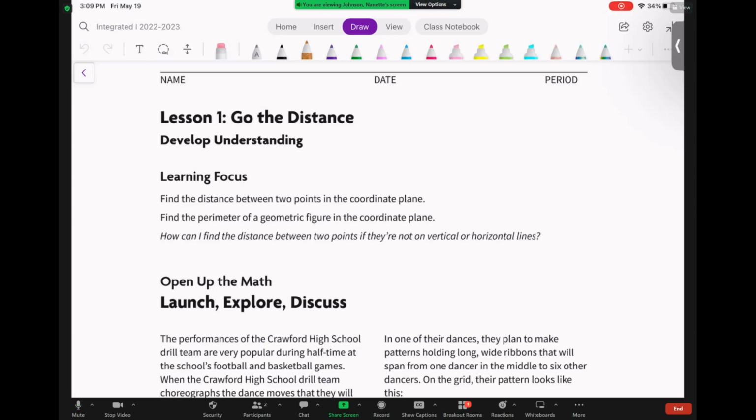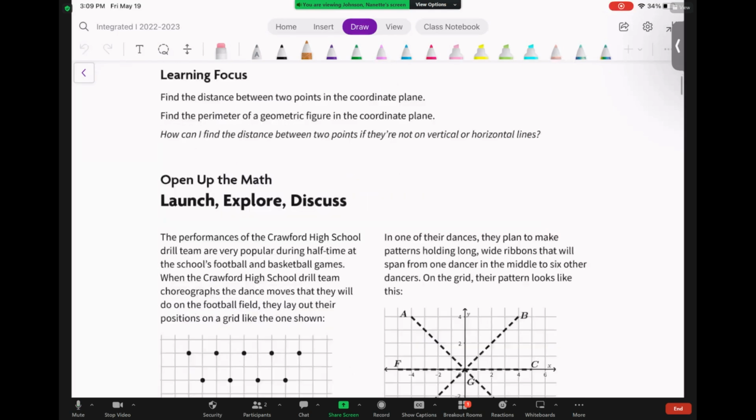We're going to be covering 8.1, which is called Go the Distance, and it's going to be developing understanding. Today you'll be able to find the distance between 2 points in the coordinate plane and find the perimeter of a geometric figure in the coordinate plane. And how can I find the distance between 2 points if they're not vertical or horizontal lines?